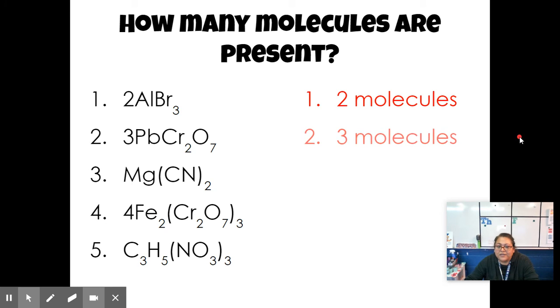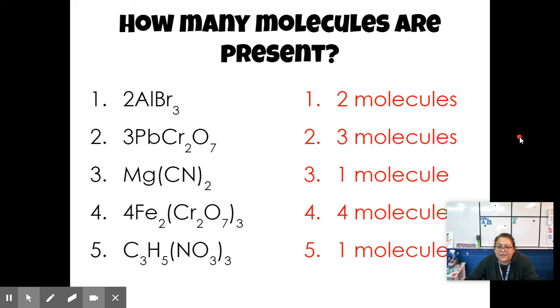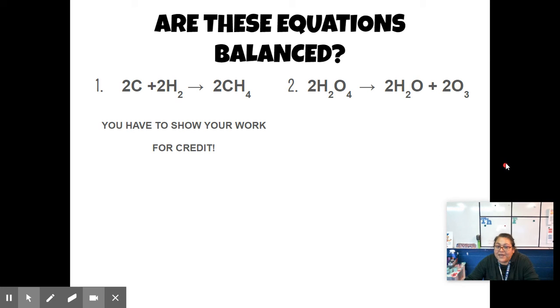Okay, let's check your work. Remember, if it does not have a coefficient, then it's just one molecule. All right, let's keep going. Are these equations balanced? So same thing, set up your chart, reactant side, product side, list out your elements, and then count your atoms of each element. I'll give you time to do that.